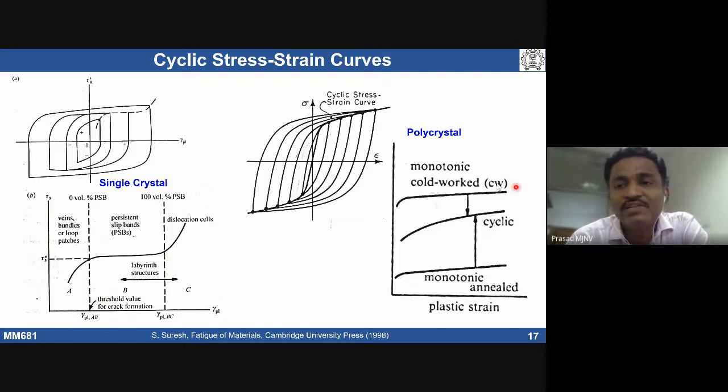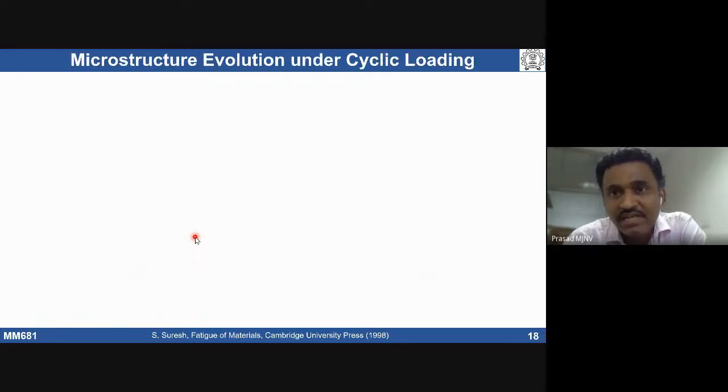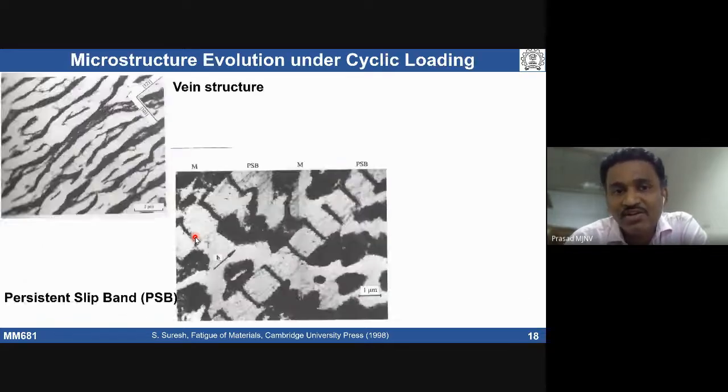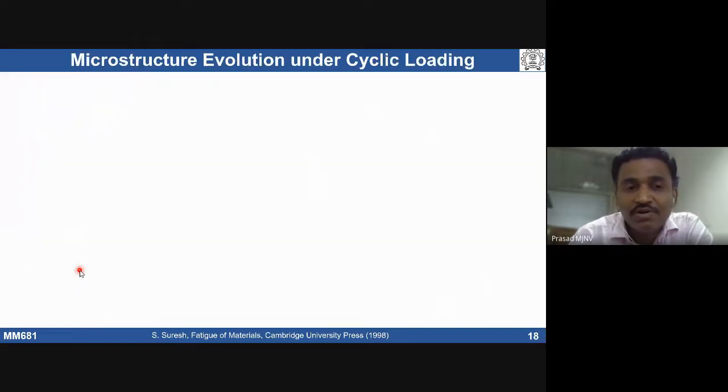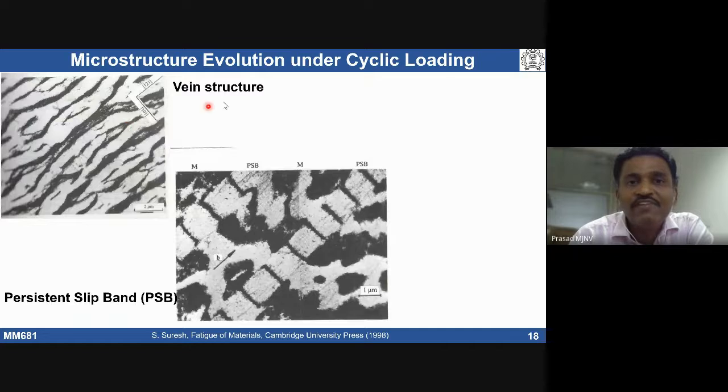In the case of polycrystalline materials, we don't see a vein structure; directly we see persistent slip bands and dislocation cell development. So that is how the microstructure is going to evolve under cyclic loading conditions. What is the meaning of vein structure? We see it like this. If you go to high magnification after deformation, stop the material at this location and see what kind of microstructure it has, we are going to have a vein structure.